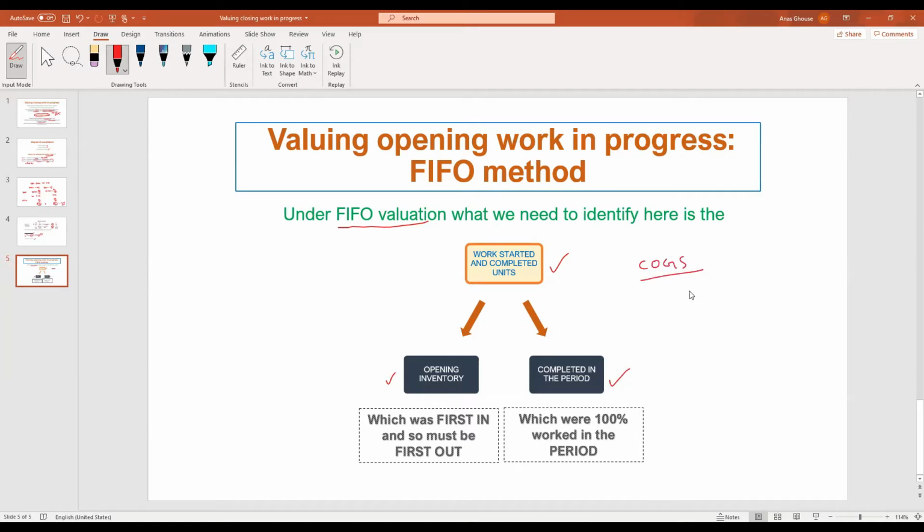How do you calculate cost of goods sold? You take the opening inventory, you add the purchases, then you deduct the closing inventory, so thereby you can identify the COGS. Similar calculation where you identify the work started and completed units and divide this into opening inventory and completed in that particular period. Okay, so now let's move on to a question.